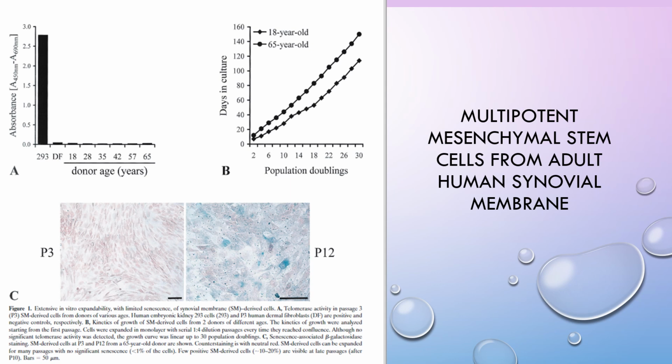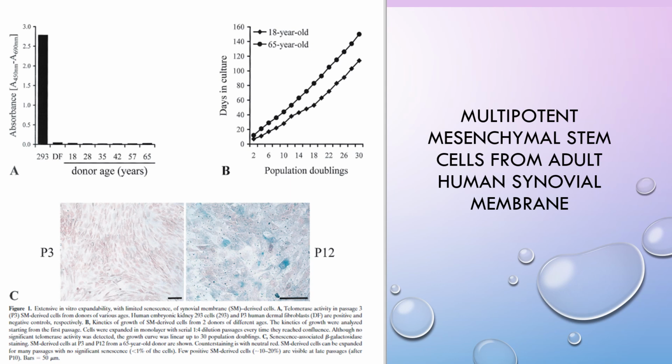Figure 1a and b shows that although no significant telomerase activity was detected, the growth curve of SM-derived cells from 2 donors was linear up to 30 population doublings. In all donors tested, the SM-derived cells were expanded over at least 10 passages with a similar kinetic growth. They then wanted to examine the cell senescence.